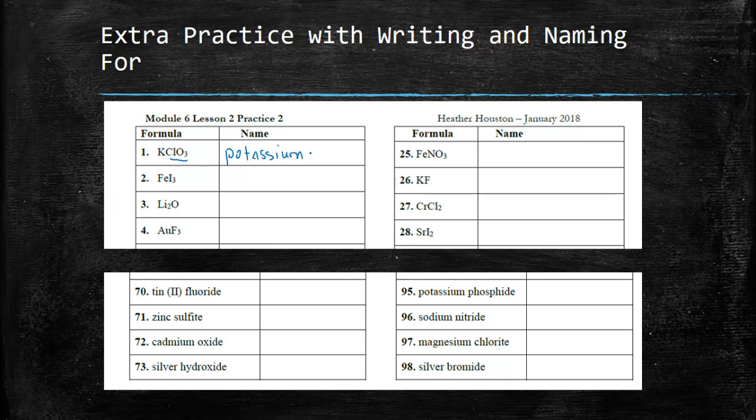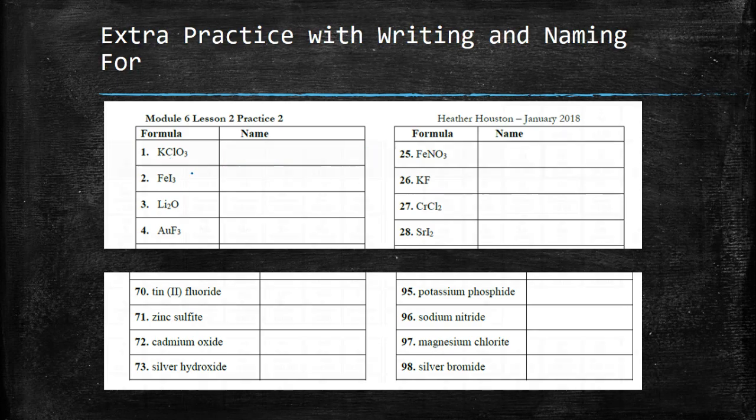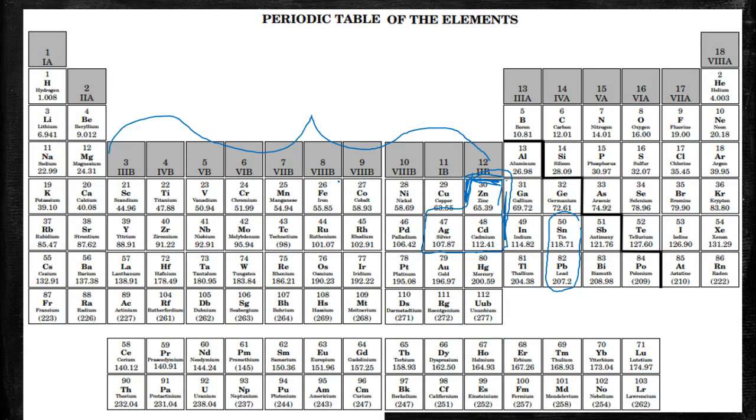And the ClO3 is called chlorate. That's all we're doing. We're just naming. Number 2, iron and iodine. Okay, I don't see 3 elements, so these are going to be just the names off of the periodic table. So if we look back, we'll see that iron is down here in the section that needs a Roman numeral. And it's not one of the exceptions.